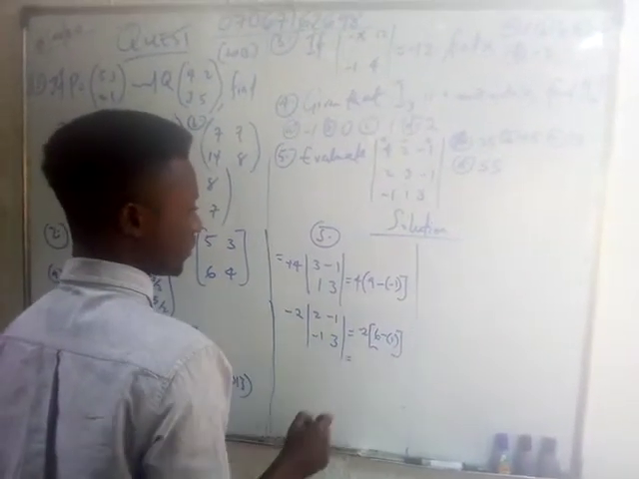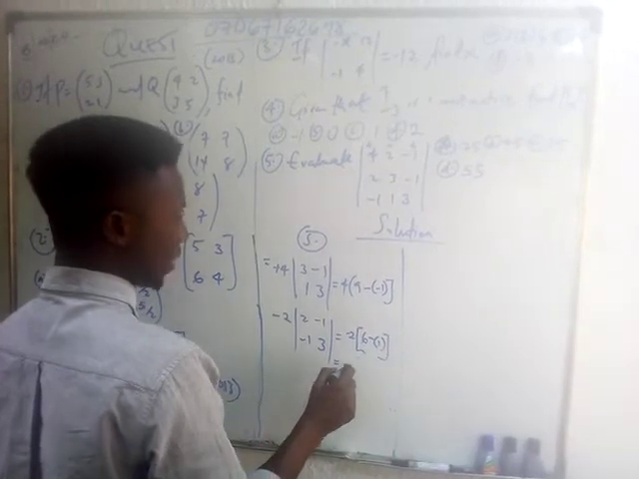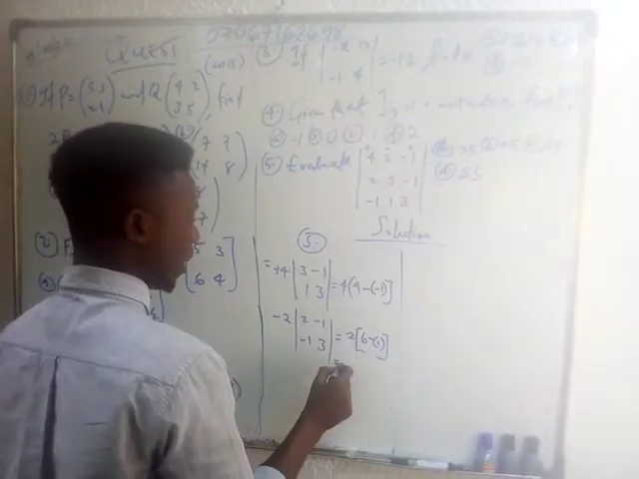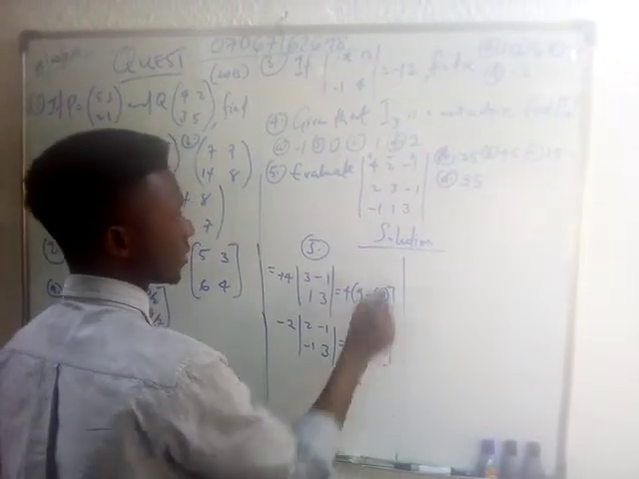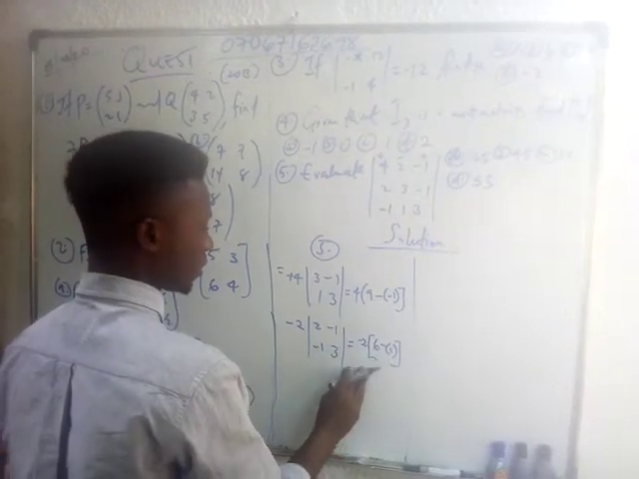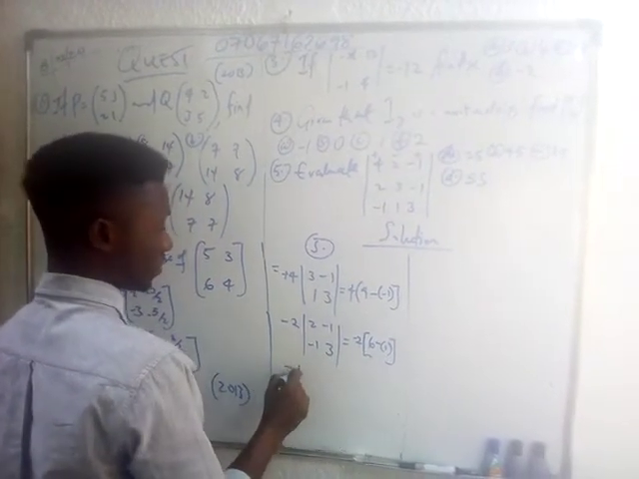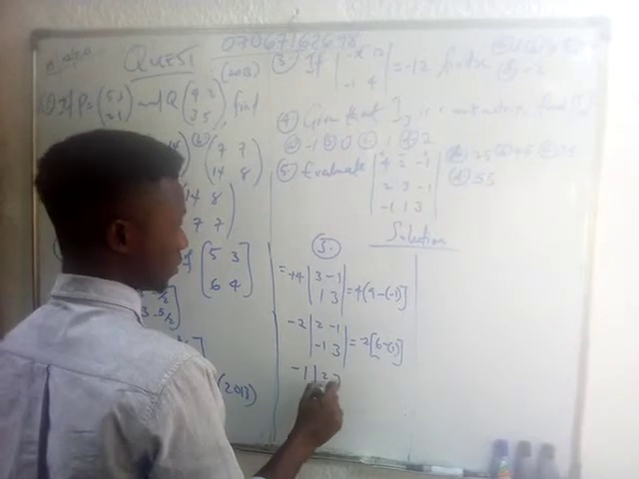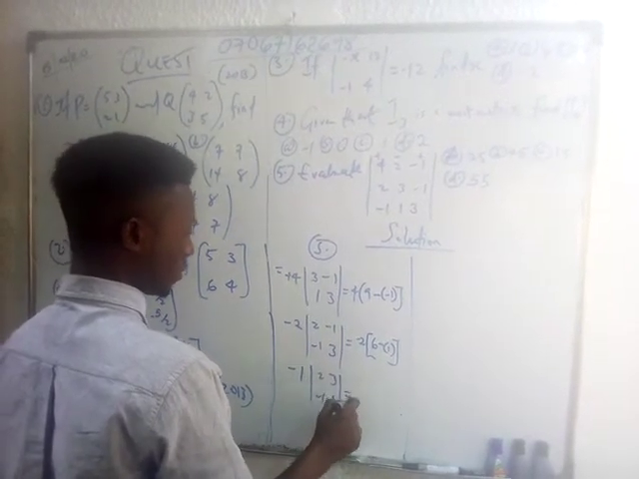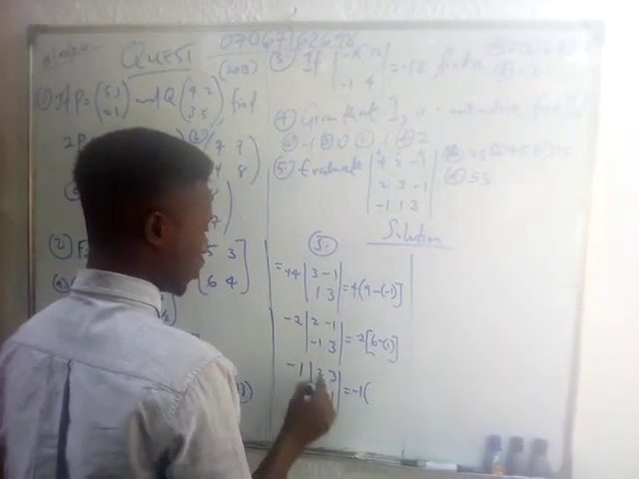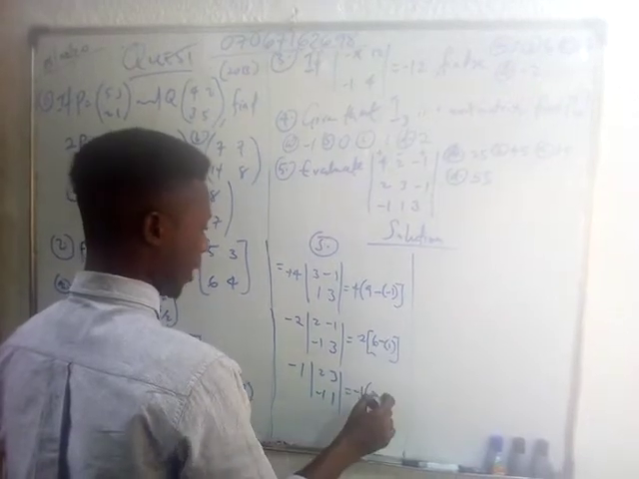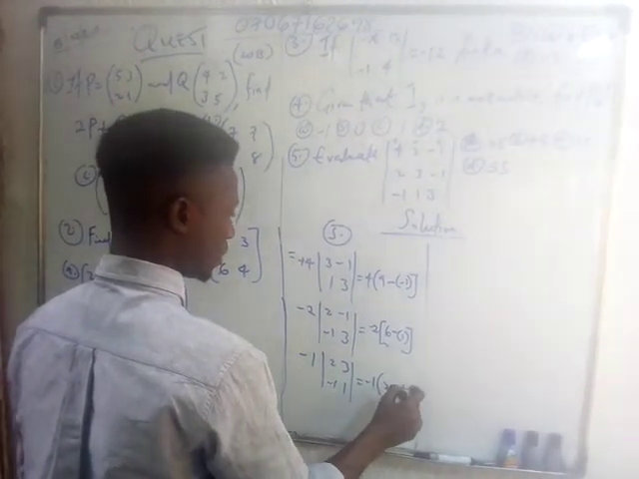And then you have plus times minus is minus, minus 1 into bracket. The cofactors of this. Two times 1 is 2, minus 2.